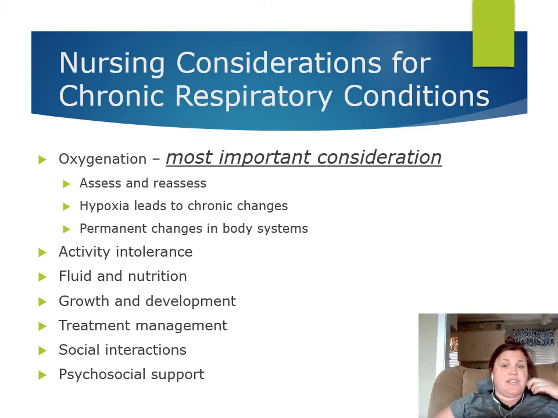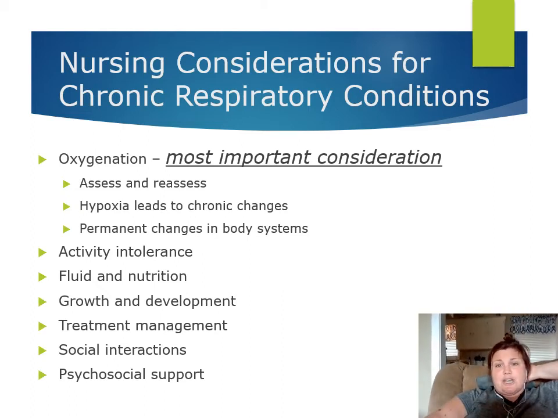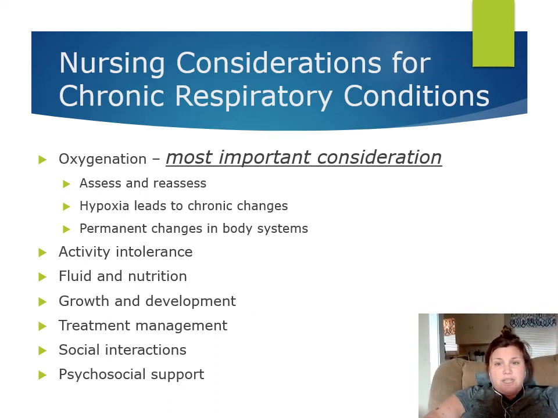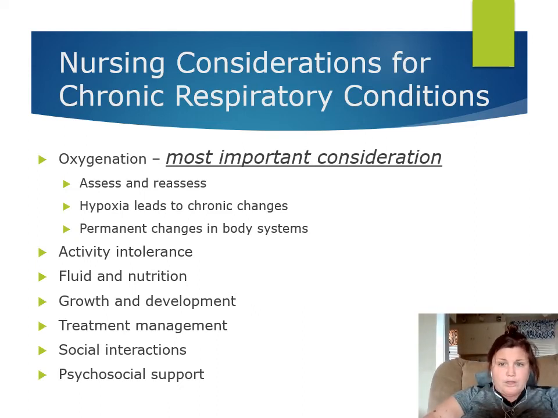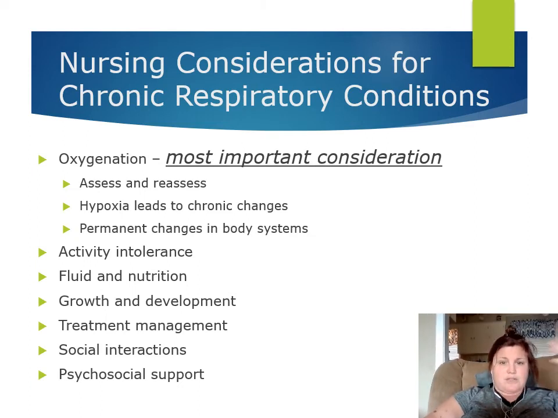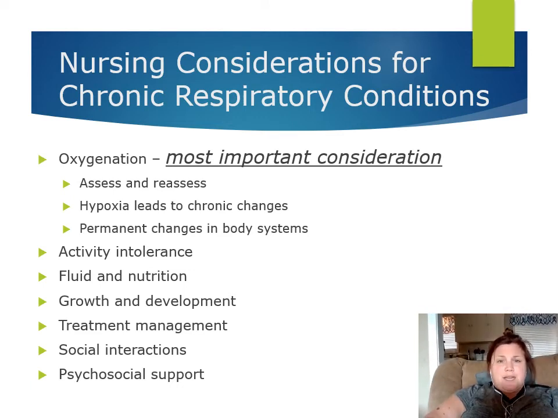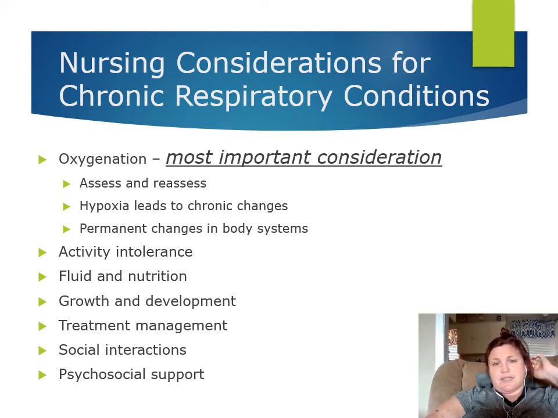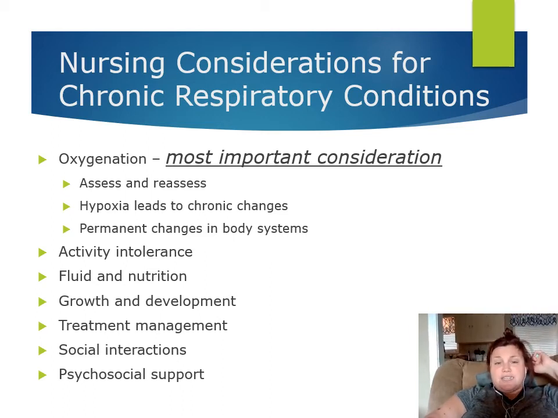Frequency and severity of the periods of hypoxia determine the extent of lung damage, and it can result in workload required for compensation. So we want to prevent permanent damage to organs, so we want to make sure that we're always considering oxygenation for these patients. Activity intolerance, we need to keep in mind what they are capable of doing and alter it if needed.